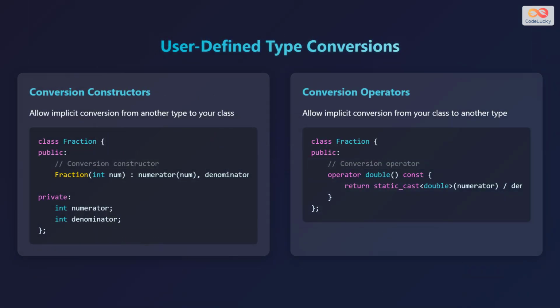In C++, you can also define your own type conversions for user-defined classes. This allows you to control how your classes interact with other types. Conversion constructors allow implicit conversion from another type to your class. A conversion operator allows implicit conversion from your class to another type. For example, consider the conversion constructor. It allows us to create a fraction object from an integer, automatically setting the numerator and denominator. And for the conversion operator, it allows us to implicitly convert a fraction object to a double, which can then be used in arithmetic operations.